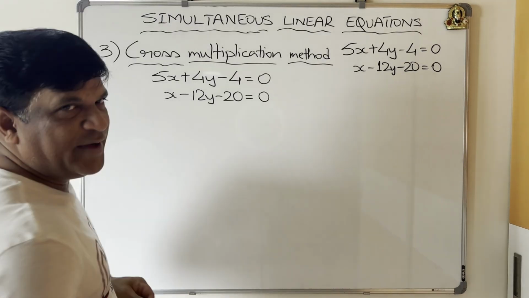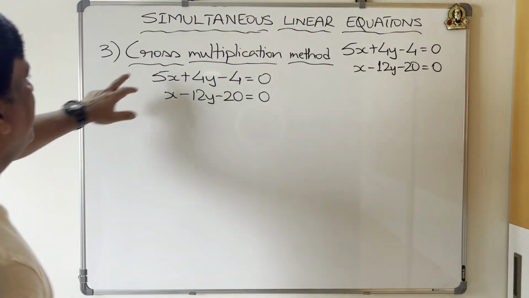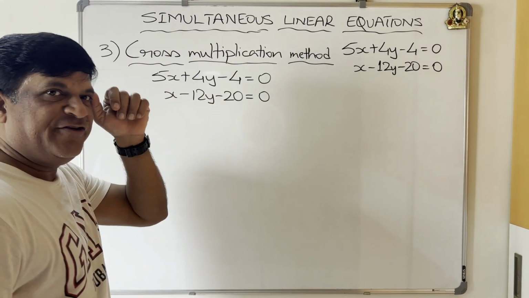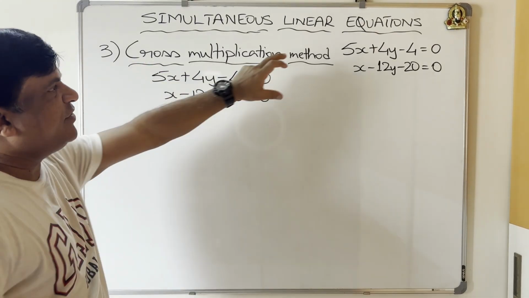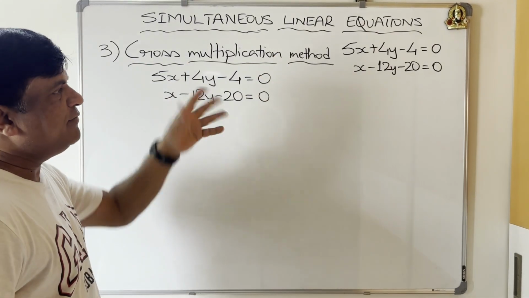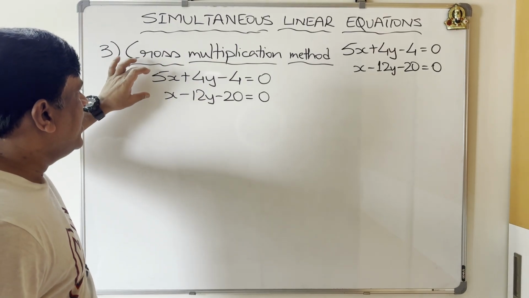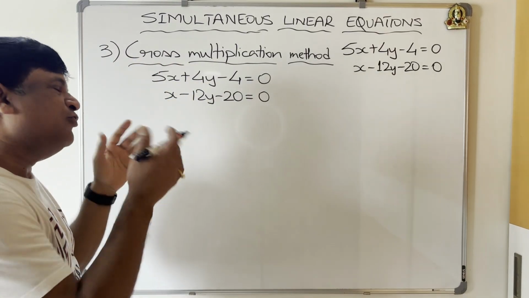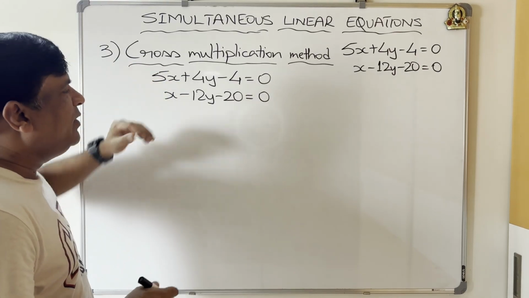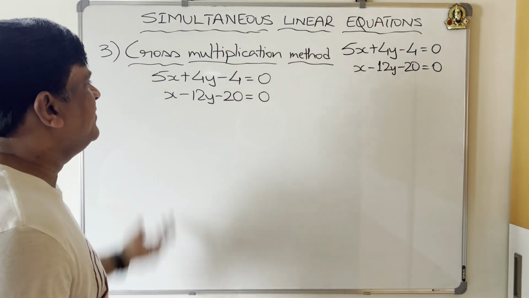Now look at the third method, which is known as the cross multiplication method. The same set of equations which we have used earlier in the substitution method and elimination method. Now we'll look at one more method to solve the same problem in a different way. This is a different way.